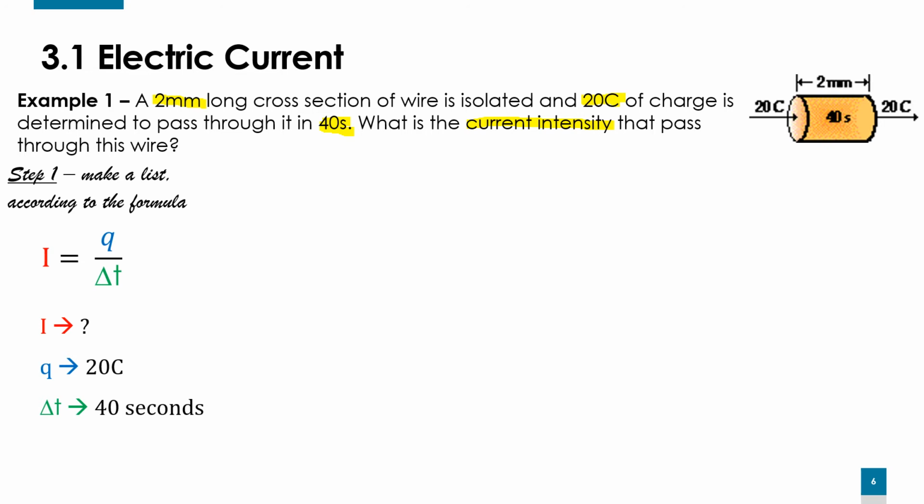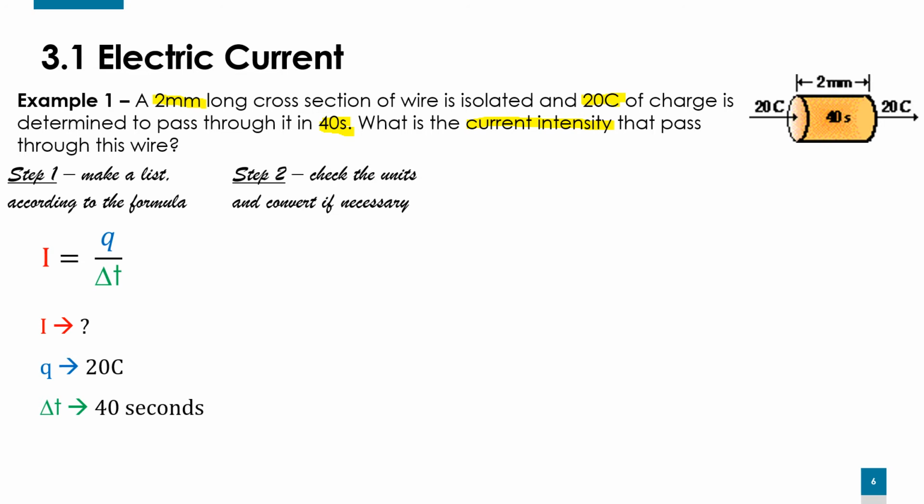So now we don't need this information, okay? Because it's just asking me the current intensity. So I'm not gonna go over these 2 millimeters, just leave this. When we move to more complex problems, then we're gonna use it, okay? So don't worry about this right now. It doesn't matter right now because it's just asking me the current intensity and I have everything I need.